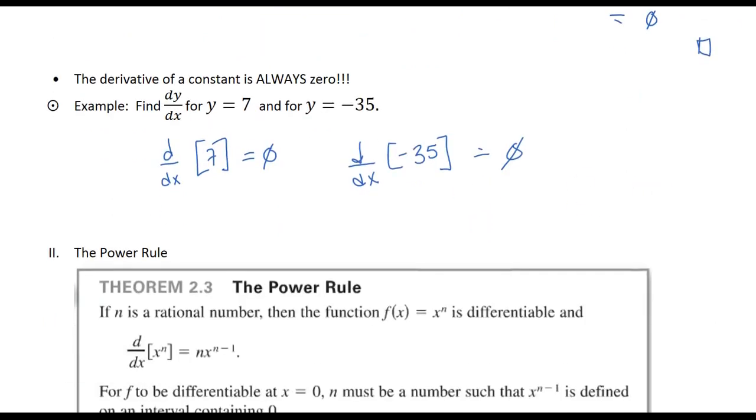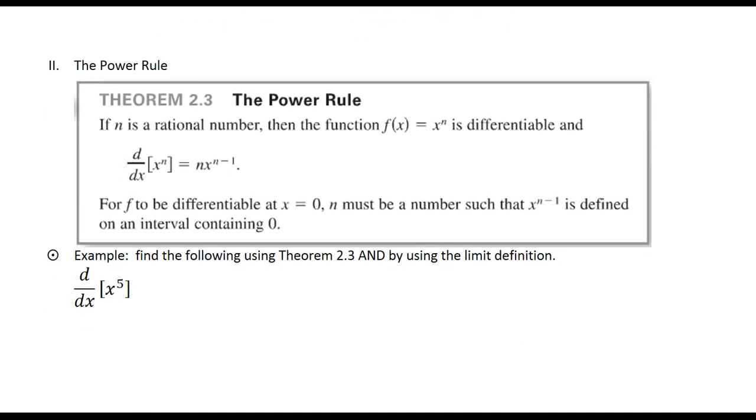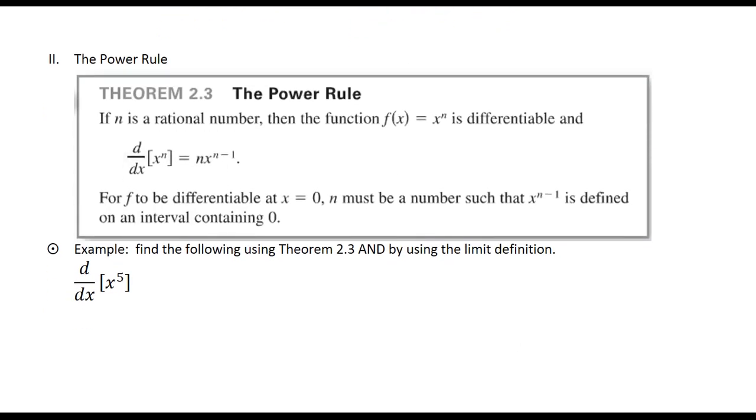The next rule that will become your best friend over the next couple of months is the power rule. The power rule is how to take the derivative of x raised to any power. So if n is a rational number, then the function f of x equals x to the nth is differentiable, and the derivative with respect to x of x to the n is n times x to the n minus 1. So we've got the derivative with respect to x of x to the n.